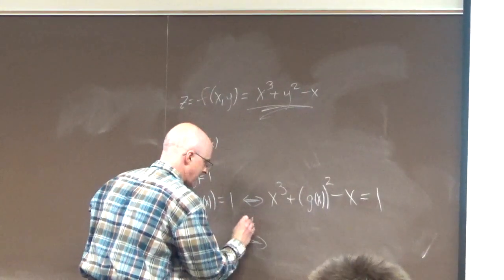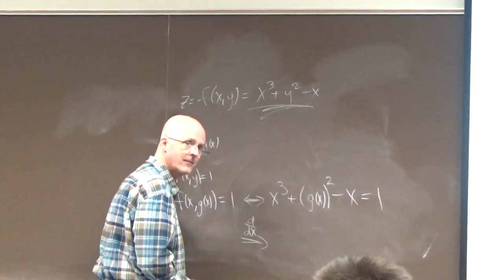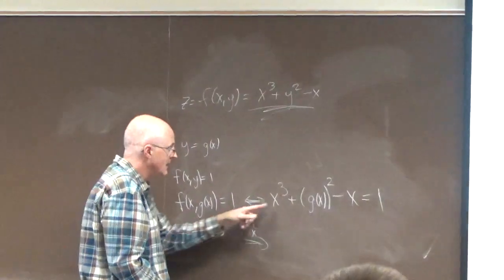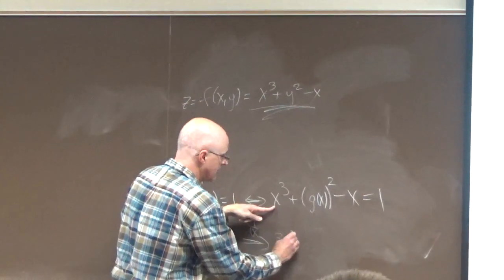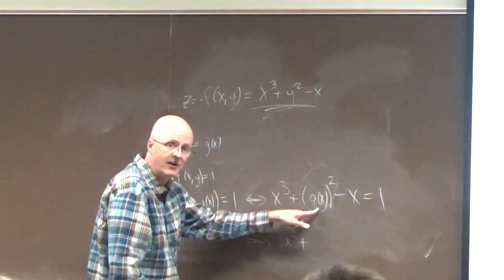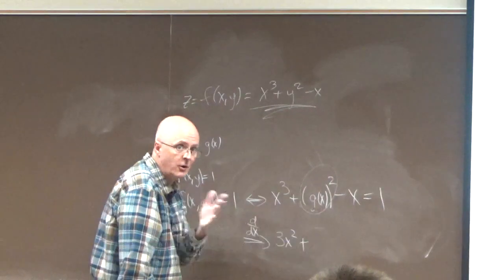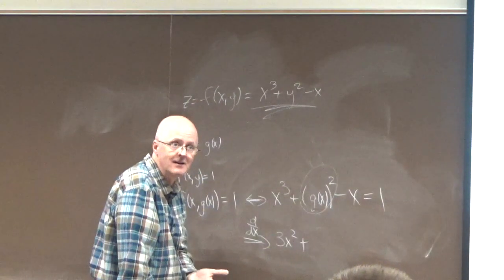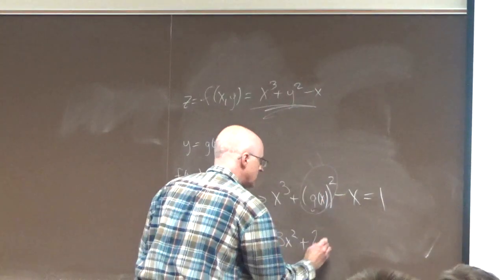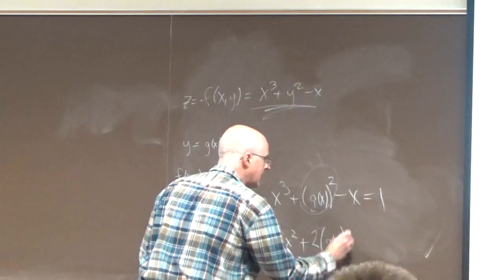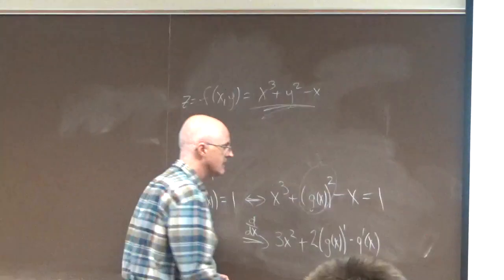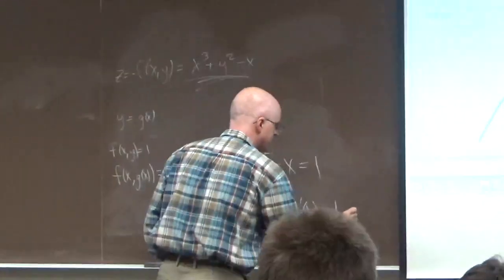Take the derivative with respect to x. There's no more y's in there. This is more straightforward about what to do. The derivative of x cubed is 3x squared. The derivative of this thing, that's a chain rule problem. The inside function is g of x. That gets applied first. You don't know the formula for g of x, but that's okay. The outside function is the squaring function. Bring down that 2, plug in the inside function, then multiply times the derivative of the inside function. The derivative of x is 1. The derivative of 1 is 0.